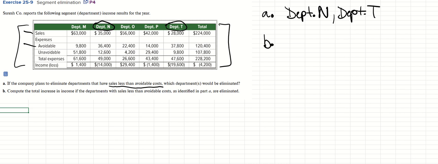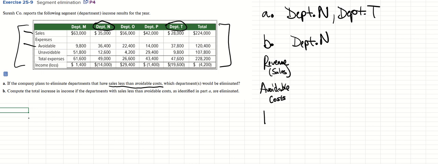Letter B says to compute the total increase in income if the departments with sales less than avoidable costs are eliminated. We have already identified the two departments that have avoidable costs greater than sales, which are Department N and Department T. Now we're going to compute the incremental benefit it would have on the company if they eliminated those two departments. Starting with Department N, we take our revenue, which is our sales, and subtract our avoidable costs, that's our expenses, to get our income or loss.